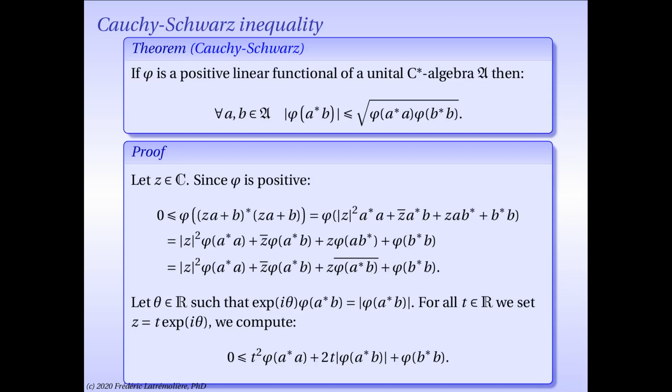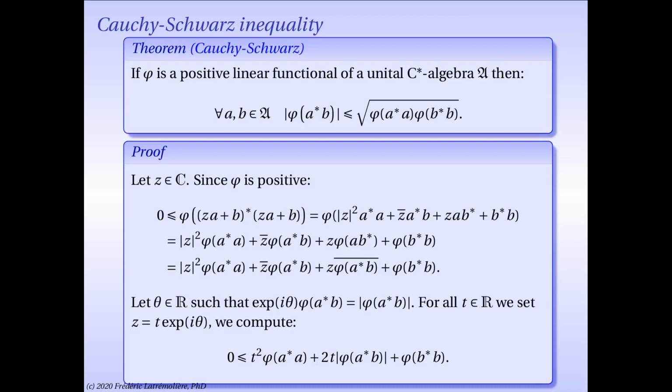Now, what's interesting here is that you have phi of A star B and phi of B star A. And I can use the fact that phi is self-adjoint, since it is a positive linear functional. So phi of B star A is the conjugate of phi of A star B. So we get a somewhat simpler expression, and we're going to simplify this expression even further.